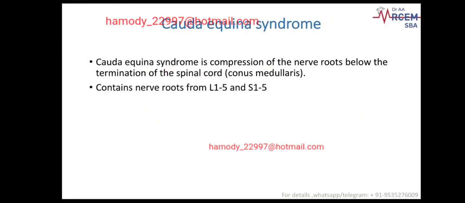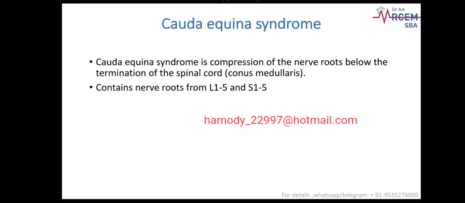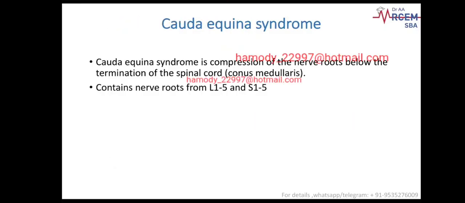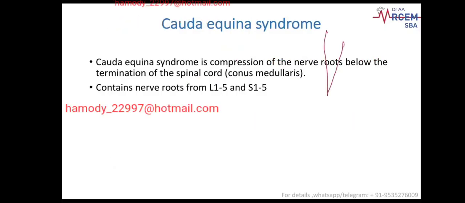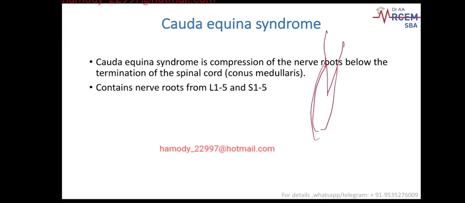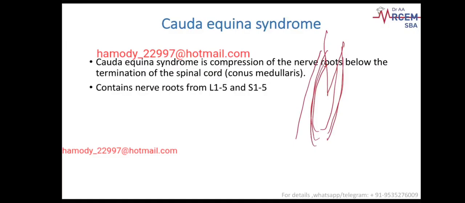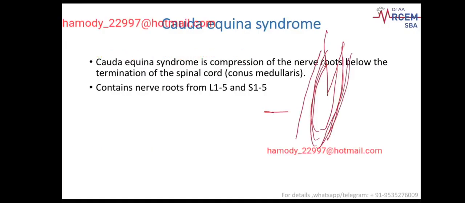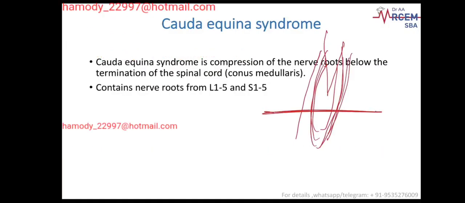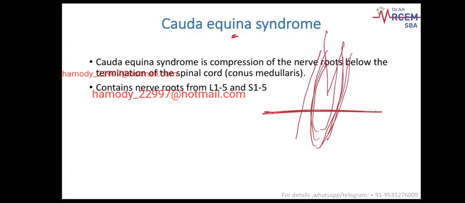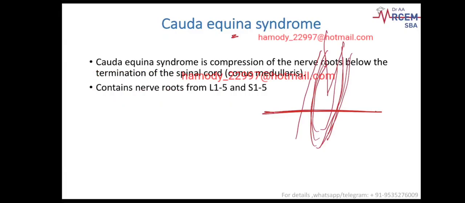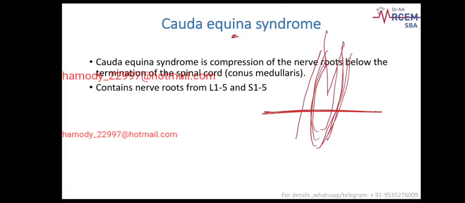Cauda equina syndrome. Cauda equina syndrome is basically compression of the nerve roots. Once the spinal cord ends, below this, the nerve roots run in this manner, from the lumbar and sacral region. Whenever there is a compression at this level, it is known as cauda equina syndrome, which is a true emergency. The sooner you intervene, the better the prognosis will be.